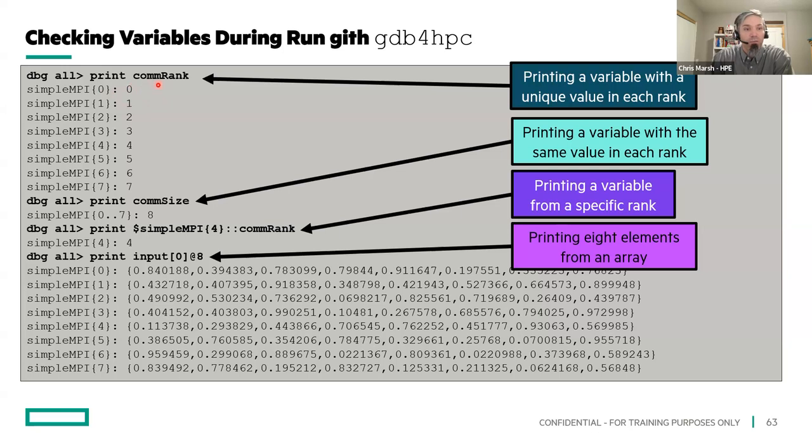So here, if you just print out the name of a variable, you might get one line of output for every rank that you have. And this is what that would look like. One of the things that we do with MPI is we pay attention to which rank we are. So we would actually expect comm rank to have a distinct value in each rank, and clearly it does.